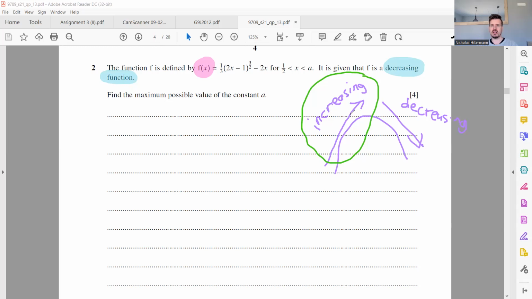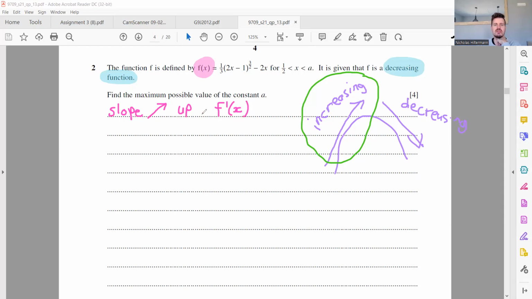And what does that mean? The slope is going up. Okay, so the slope is going up. So that's the key to this question. Slope is going up. Okay. And what do we know about the slope? The slope is our f dash of x, our derivative.